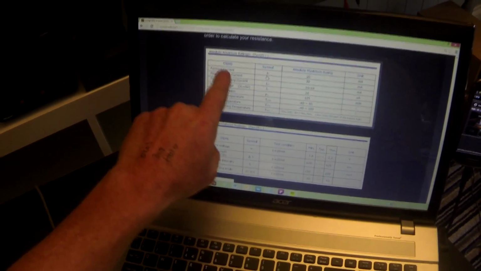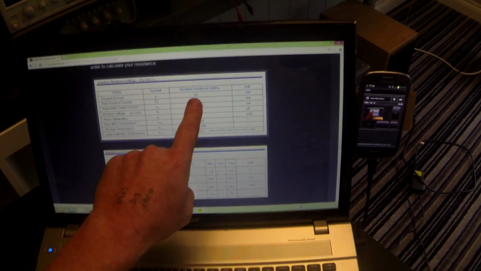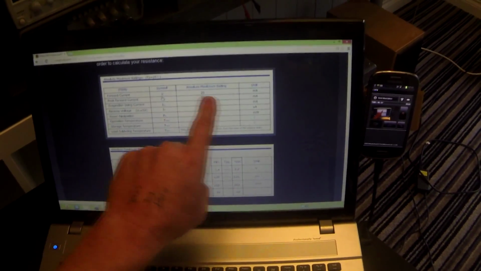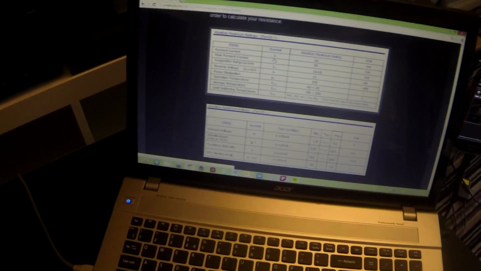The first one is the forward current, symbol IF, I forward. It tells us that its maximum value is 20 milliamps. We don't want any more than 20 milliamps flowing through the LED, otherwise it will get damaged.